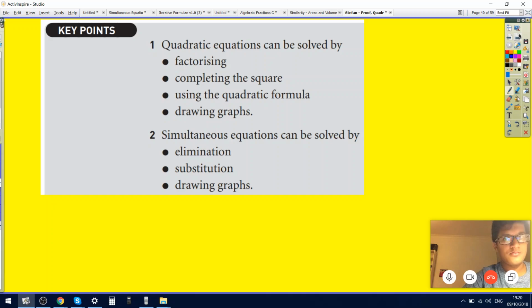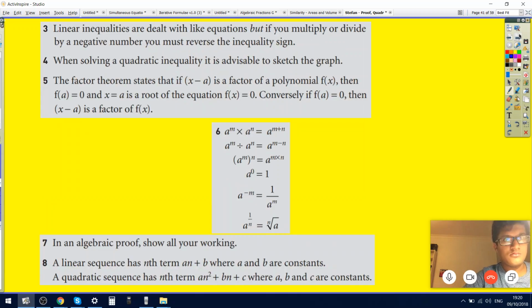So key points. Quadratic equations can be solved like that. Simultaneous equations. Okay. Linear inequalities: if you multiply or divide by a negative, you flip the sign. To solve a quadratic inequality, it helps to sketch the graph.